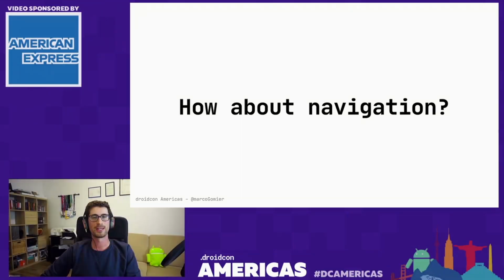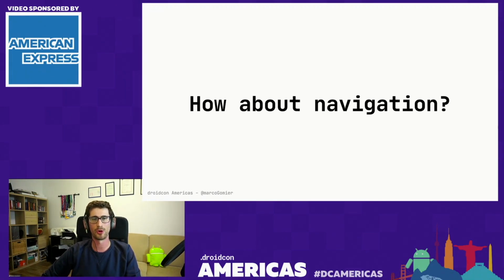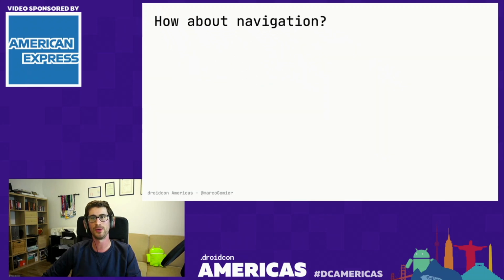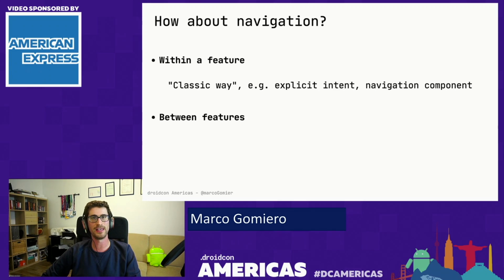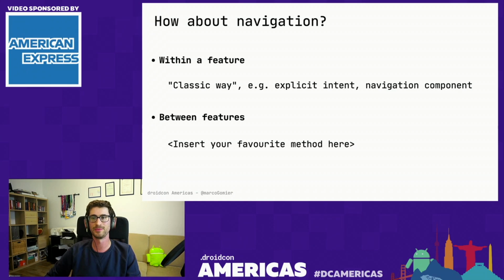Now that we have defined our architecture, we have to understand how to navigate between our project. In a modularized project, we have to deal with two kinds of navigation: navigation within a feature and between features. For navigation within a feature, we can easily go with some classic way, let's call it. These ways are explicit intents or the navigation component, if you are using the Jetpack navigation. Because we are inside a feature, we know everything of the feature, so we can explicitly retrieve our intent. But for navigation between features, we don't know the other feature, and so we have to navigate in a different way.